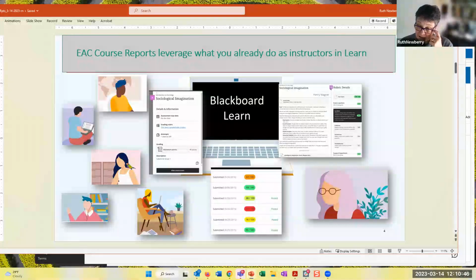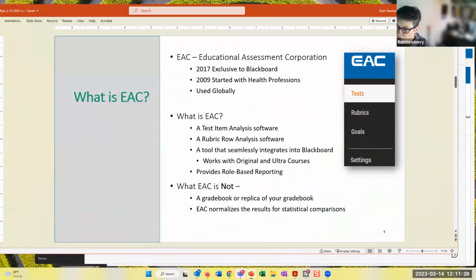The idea is that we want to leverage what you are already doing in your courses. You're giving assignments, you're giving exams, you're hosting discussion forums, you're doing blogs, all of those activities already in your Ultra courses, whether you're supporting an in-person course, a high flex or a hybrid course, or an online course. But we want to take what you're doing now and start being able to pull insights for you at the course level out of those courses using the EAC tool.